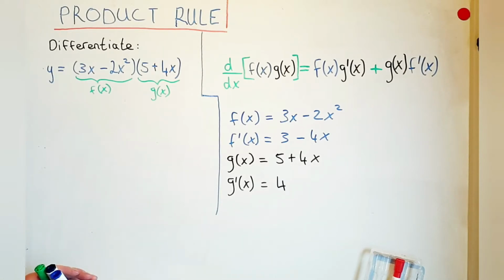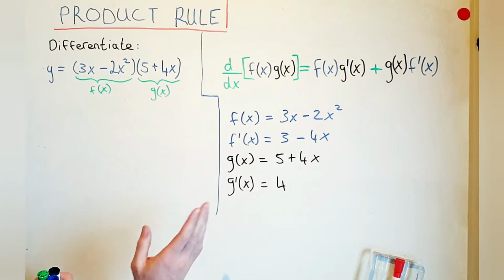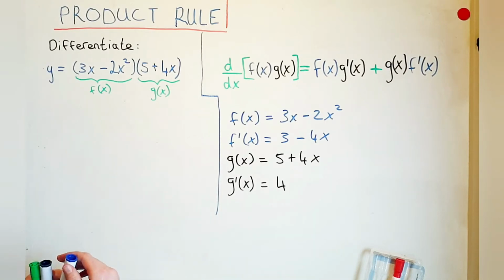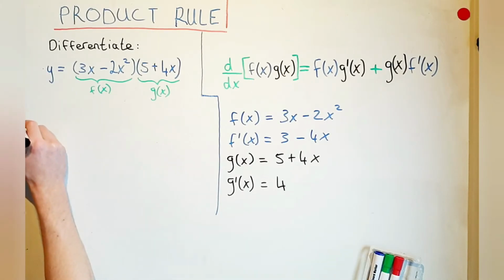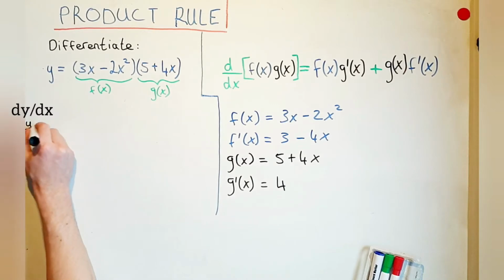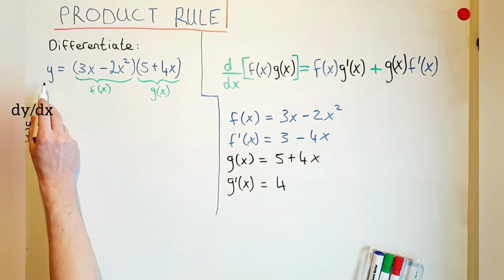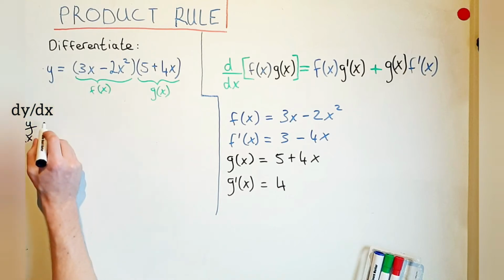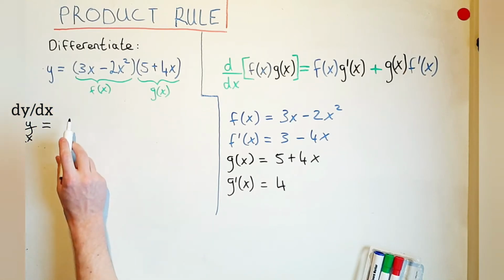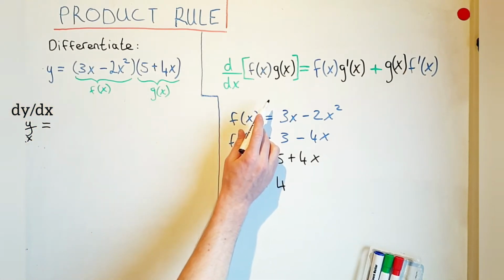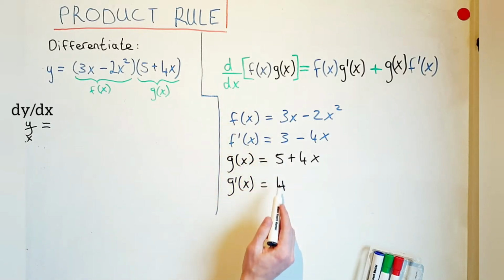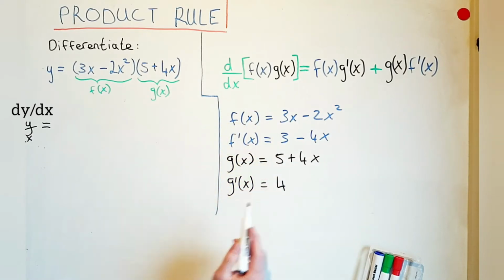we're ready to form our final result for the product rule. So over here, I'm going to write dy dx. Remember, our function y, we want to differentiate this with respect to x using the product rule. The product rule is written up here, and we have each individual part written down here.